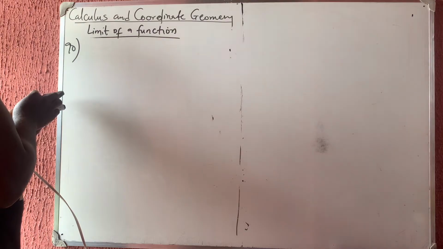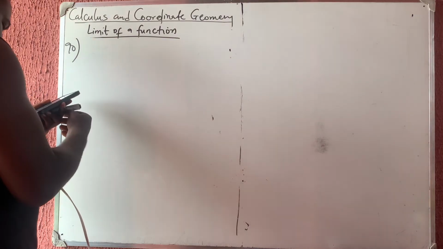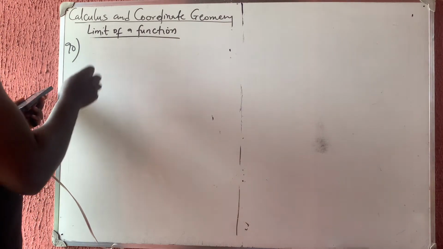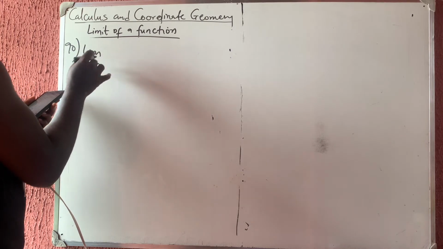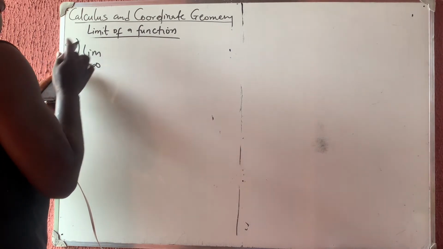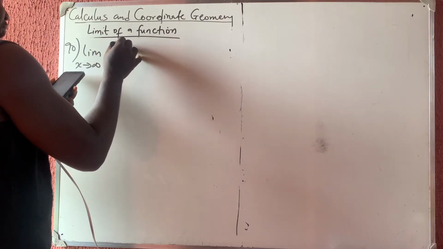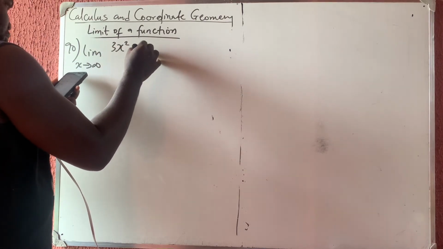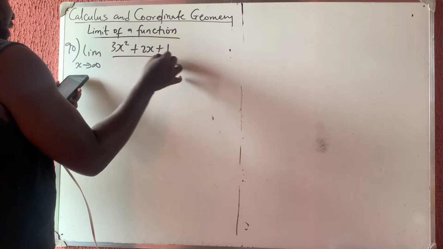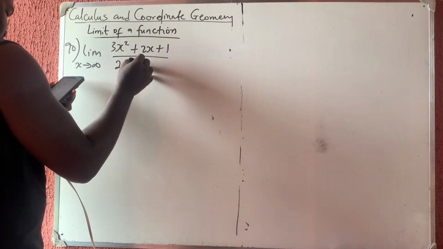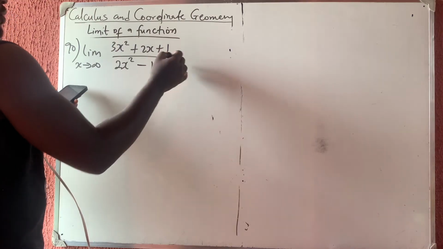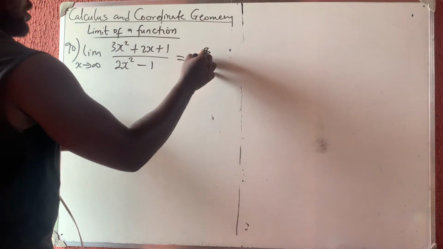So question number 90 says, oh, this one approaches infinity as well. So the limit as x approaches infinity of 3x squared plus 2x plus 1 over 2x squared minus 1. Anytime the limit approaches infinity is what I love. You see the answer here obviously is 3 over 2.